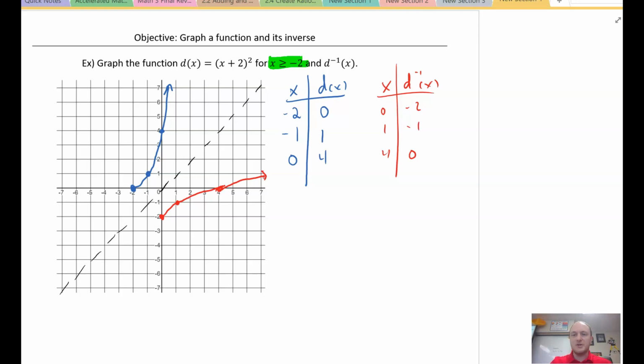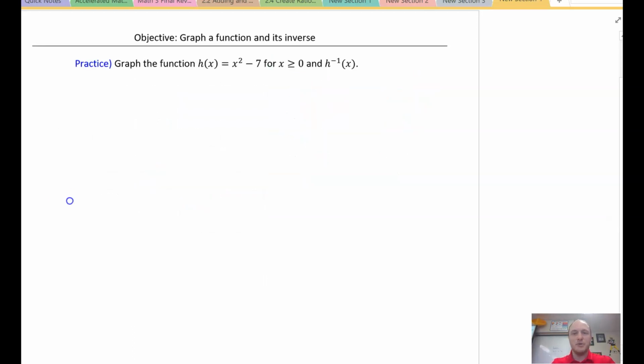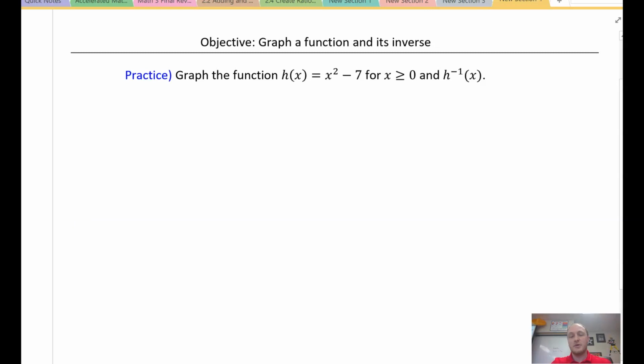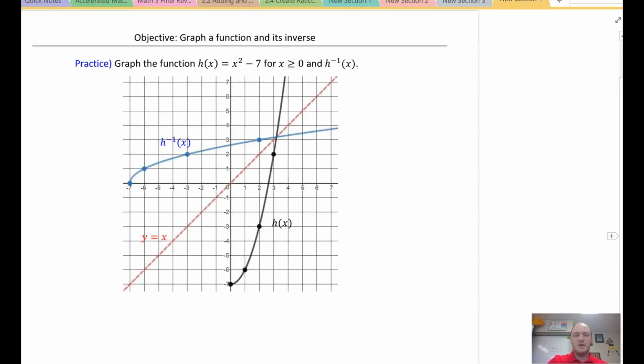All right, so here is a practice problem. Please go ahead, pause the video, and try this one. Note, where are you supposed to start? At 0. So make a little chart and start at 0. All right, hopefully you've graphed it. Here is the solution, and that's what you would get.